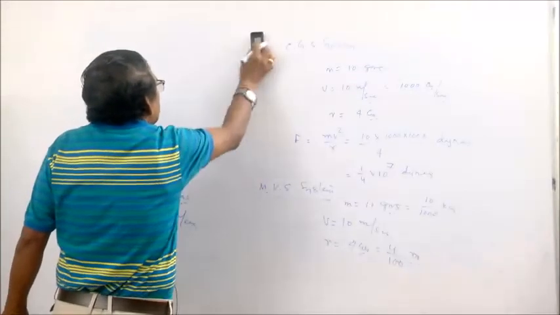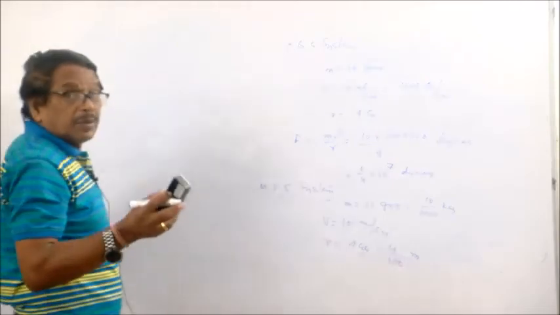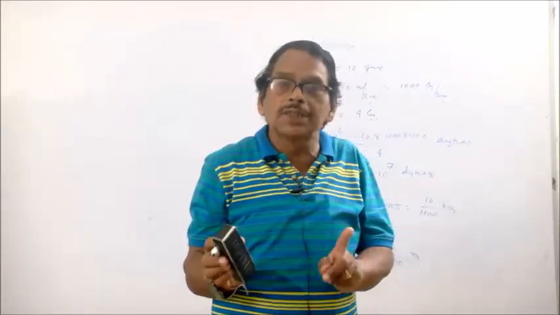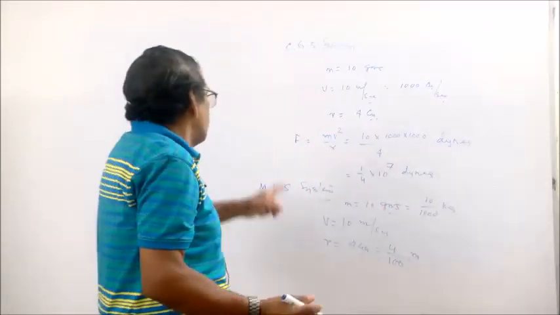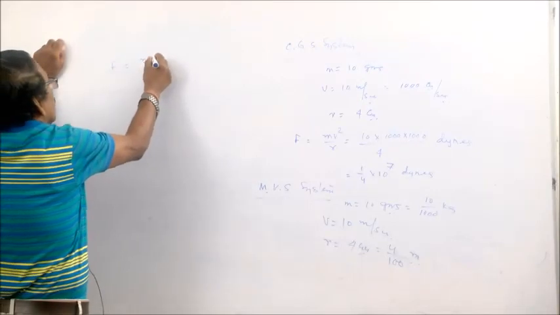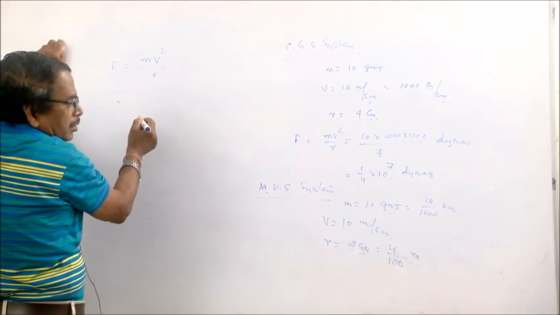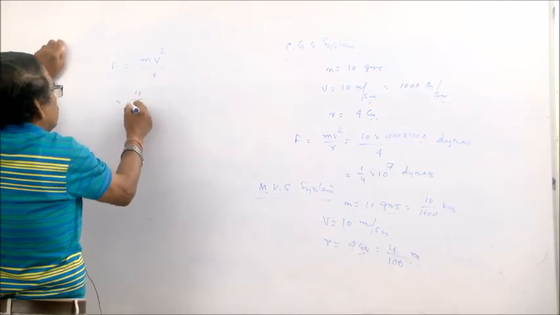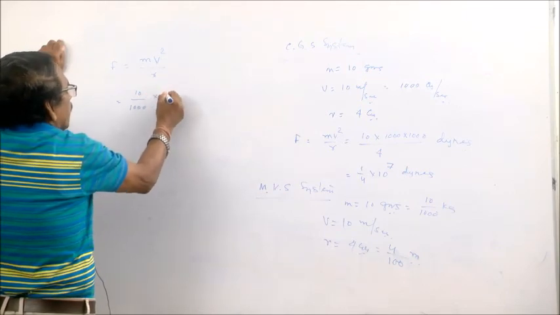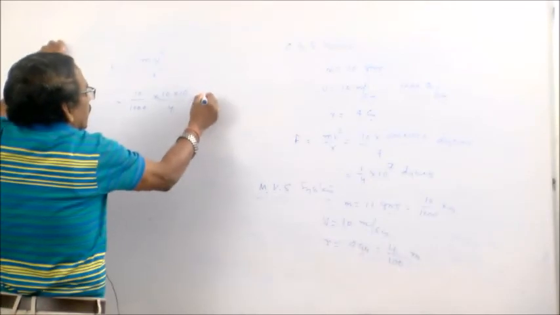When you are putting the data, all the data must be in the same system of units. That is the vital part of solving a problem. Around 70% of the students commit this mistake in the examination. They do not put the data in the same system of units. F is equal to m v square by r, where m is 10 by 1000, v square is 10 into 10, and r is 4 into 100.